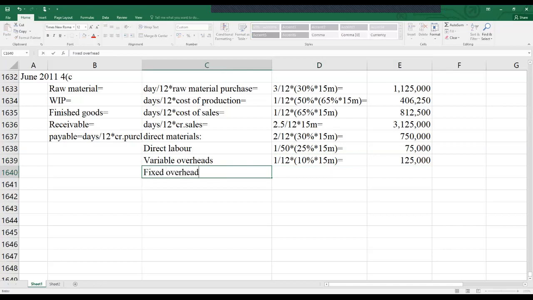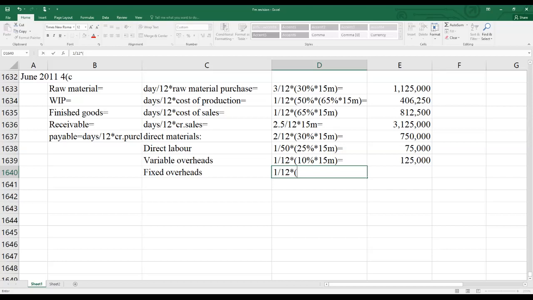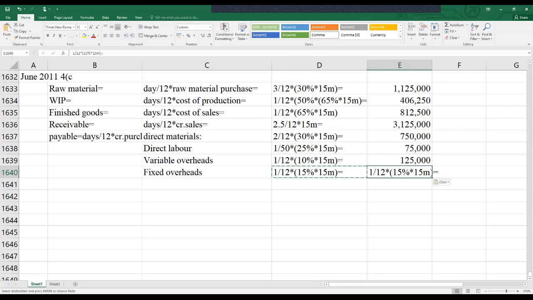Then the company also owes the fixed overhead suppliers, and they pay them after 1 month. So 1 over 12, you multiply by the fixed overhead, which is 15%, times 15 million. And you get how much? 187,500. Confirm that. 187,500 becomes therefore the amount the company owes the fixed overhead supplier.